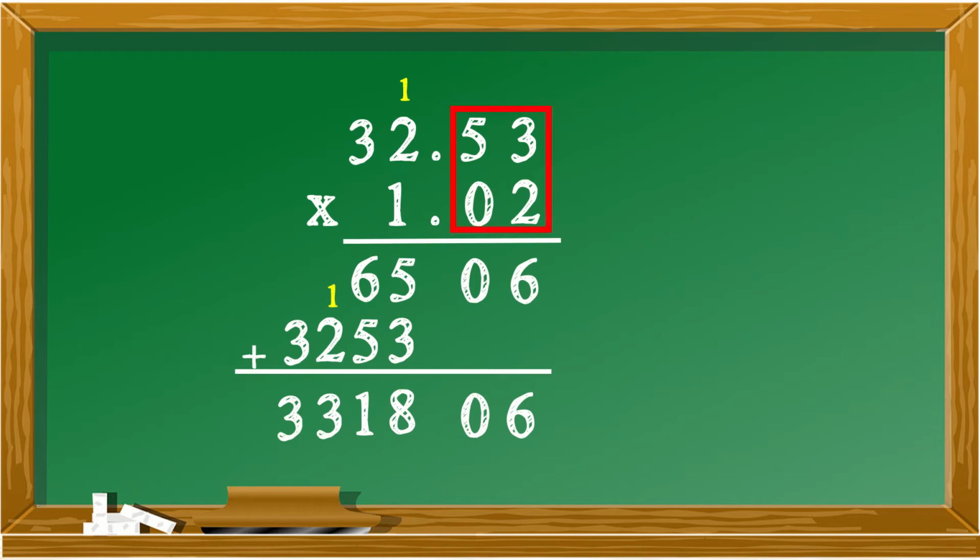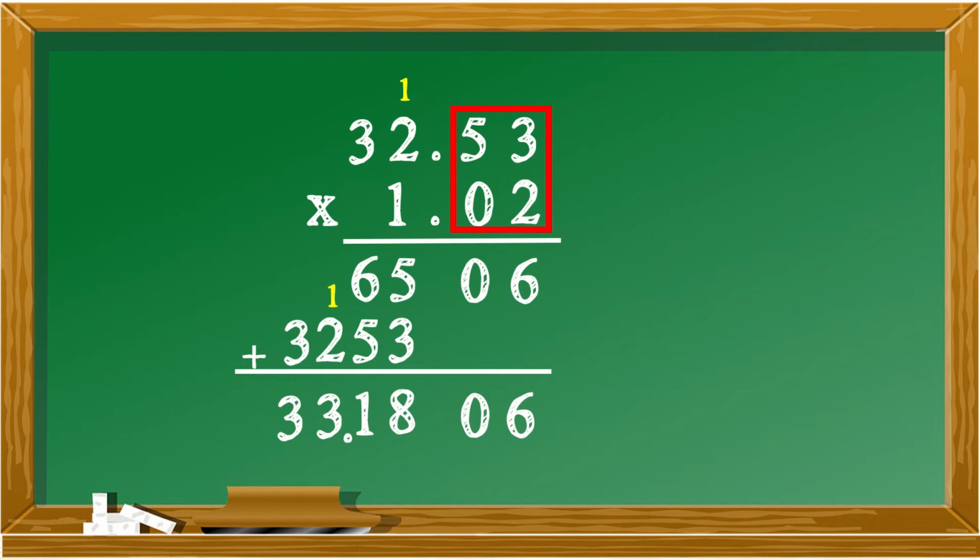And then count the number of decimal places. We got 4. 1, 2, 3, 4. So we will count 4 digits from the product, starting in the last digit, which is 6. So count 4. 1, 2, 3, 4. We will put decimal point in between number 3 and number 1, just like that. So we got 33 and 1,806 10,000ths as the weight of Dino.